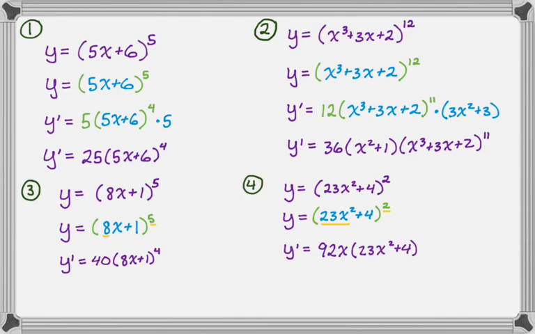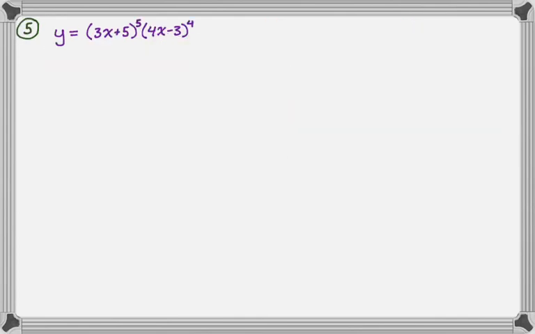Let's do a problem that will involve something a little more complicated. All right, so problem number 5 here. We have y is equal to the quantity 3x plus 5 to the fifth times the quantity 4x minus 3 to the fourth. All right, so that's actually a product, so I'm going to use the product rule, and while using the product rule, I'm going to use the chain rule. So most problems involving the chain rule really are just general derivatives, any rules up for grabs.